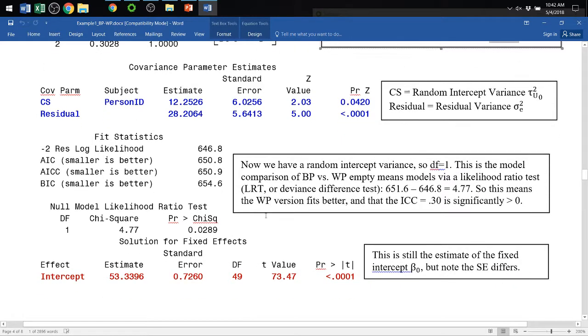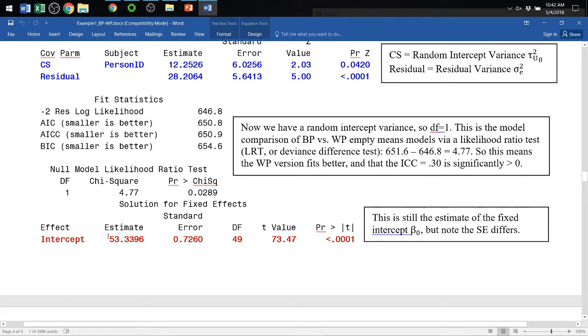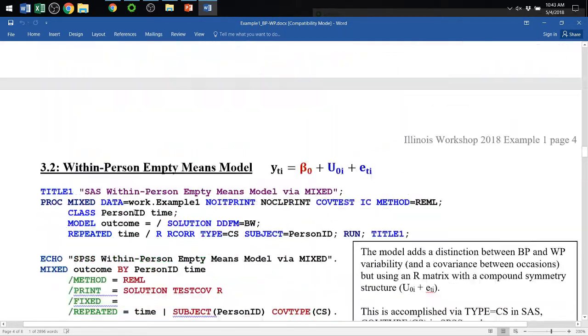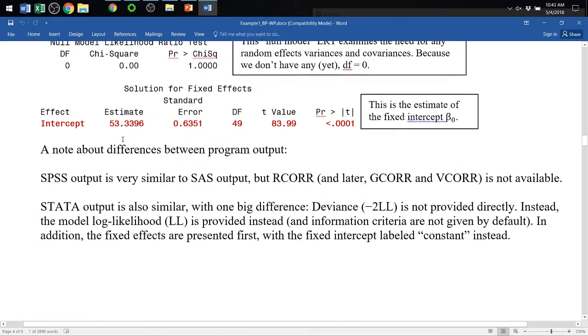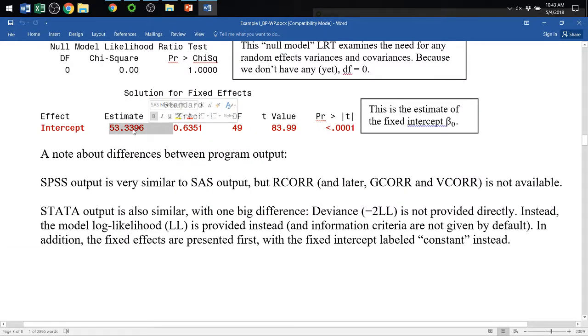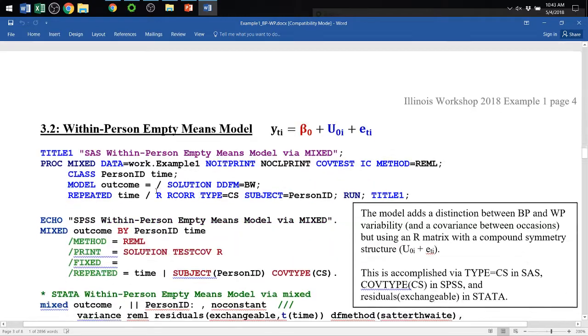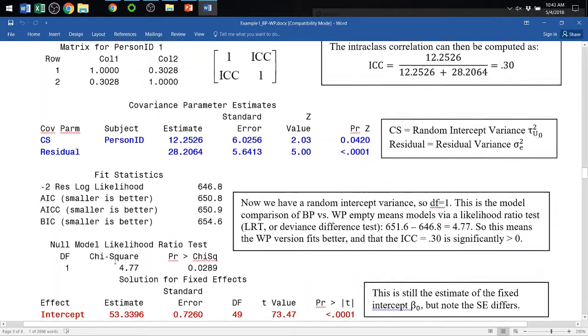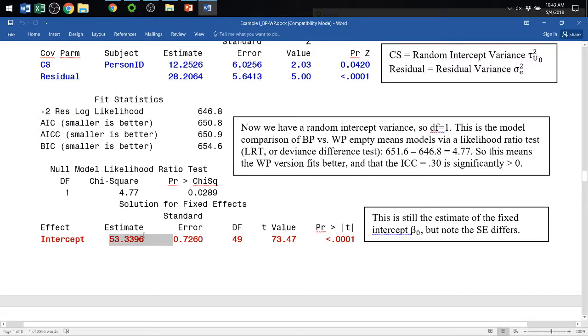But note, we still get 53 as our fixed intercept. That's because we fit the same model for the means that only has a fixed intercept. In practice, you will get different answers for what your fixed intercept is in a single level E-only model than what your fixed intercept is in a two-level empty model if your data are unbalanced.